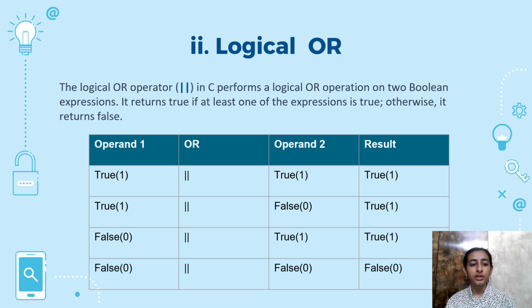Logical OR. The logical OR operator in C performs a logical OR operation on two Boolean expressions. It returns true if at least one of the expressions is true, otherwise it returns false. For example, if operand 1 is true and operand 2 is true, the result would be true. If operand 1 is false and operand 2 is false, the result would be false.